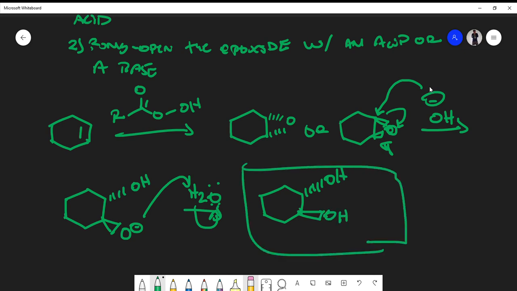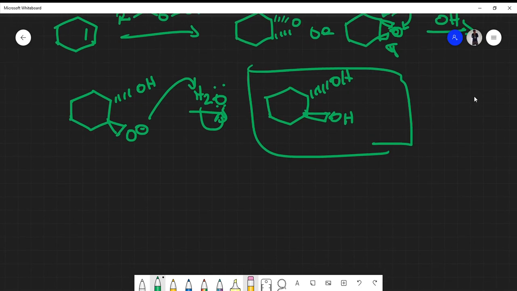So the mechanism is not what I want you to worry about. The idea is that if I take a peroxy acid, I form the epoxide, and then I open the ring up with an acid or base, and I essentially get the hydroxyl groups on opposite sides of the double bond. So that's the idea of anti-dihydroxylation.